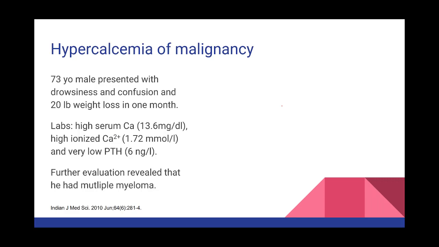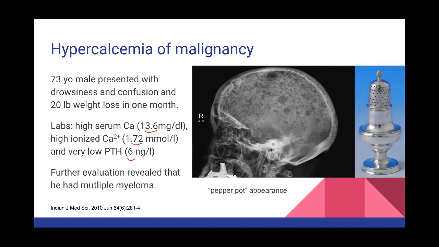A 73-year-old male presented with drowsiness and confusion and 20-pound weight loss in 1 month. He was found to have a high serum calcium, a high ionized calcium, and a very low PTH. Further evaluation revealed that he had multiple myeloma.